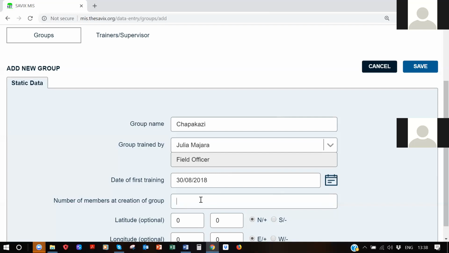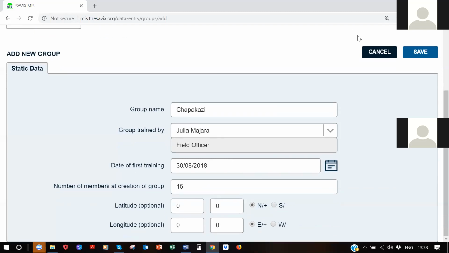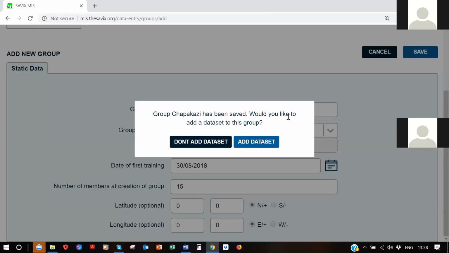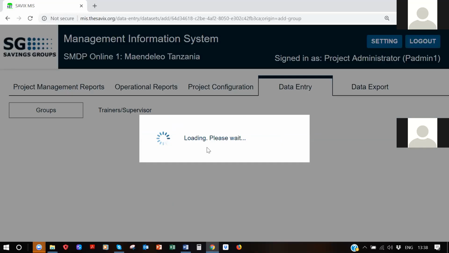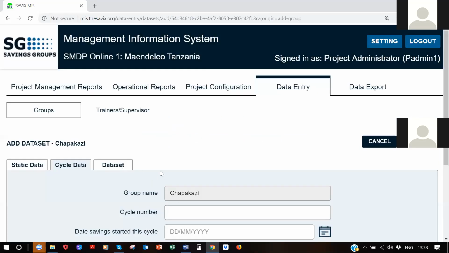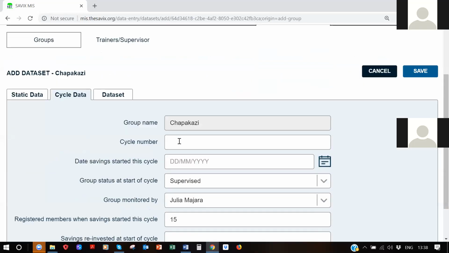August 30th. Number of members, 15. Okay. Now I'm going to save. I'm going to add a data set. So now I'm on cycle data, cycle number 1.